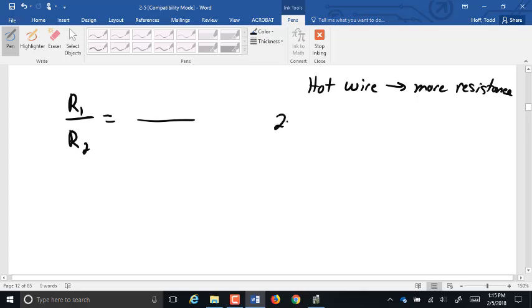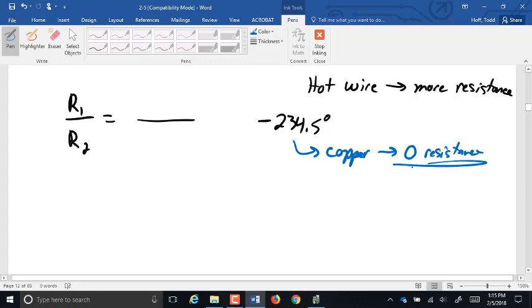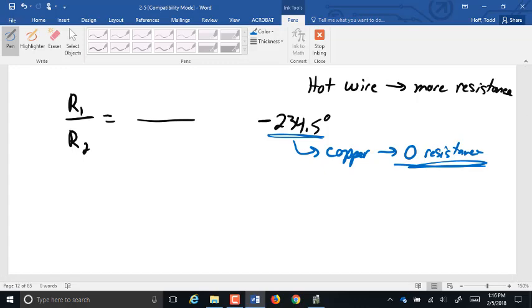The constant is 234.5 degrees. That is negative 234.5 degrees. At that temperature, copper has zero resistance. Have you ever heard the term superconductors? All conductors are superconductors at the right temperature. If you can get copper down to negative 234.5 degrees, it has zero resistance. It's a superconductor. Well, the whole art behind superconductors is to create materials that don't have to be nearly that cold to have zero resistance. I think the warmest superconductor was like negative 150 degrees. If you guys are curious, you can look it up. It changes every year as they're doing research. But copper has zero resistance at negative 234.5 degrees.